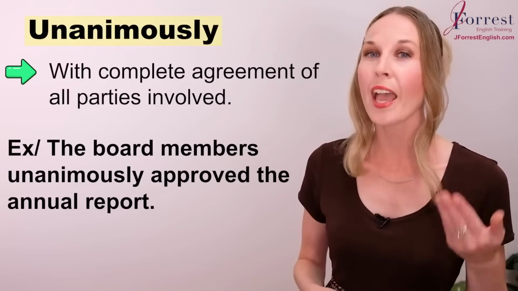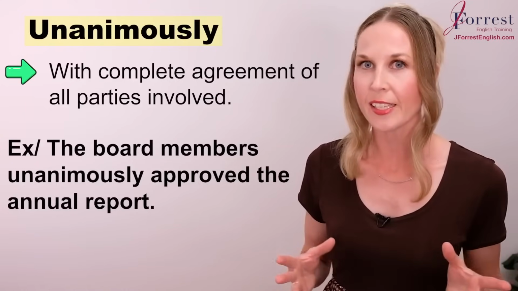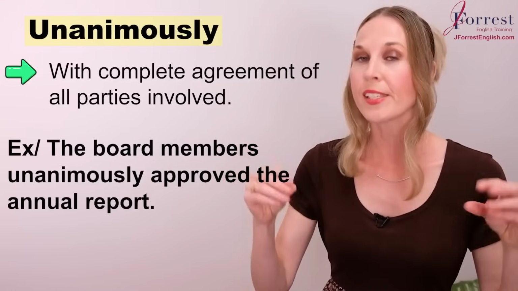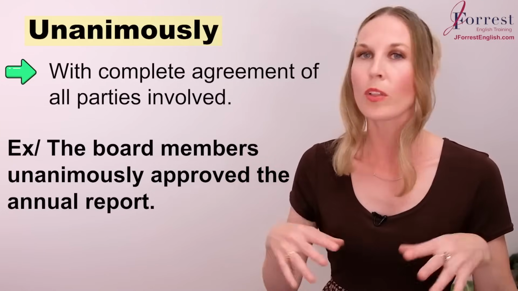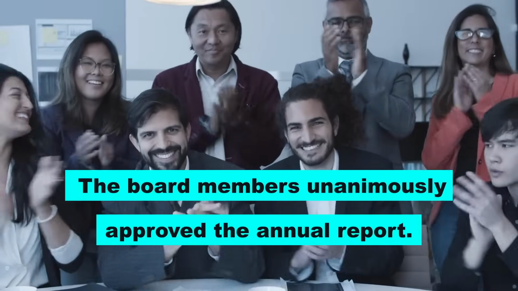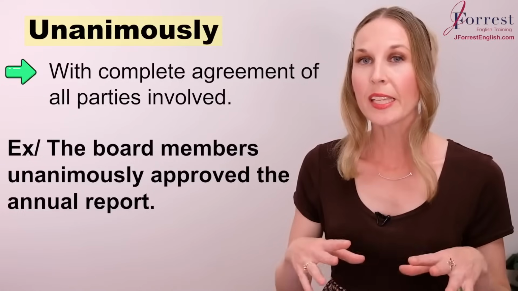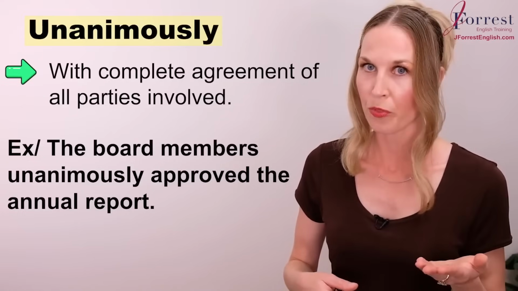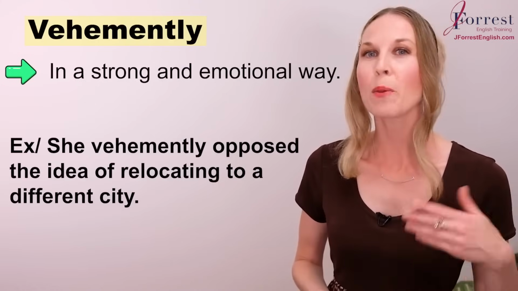Unanimously. This means with complete agreement of all parties involved. So everyone agrees with the same thing. They all agree yes, or they all agree no, or they all agree some other decision. For example, the board members unanimously approved the annual report. This means that every board member said, yes, I approve. They unanimously approved.